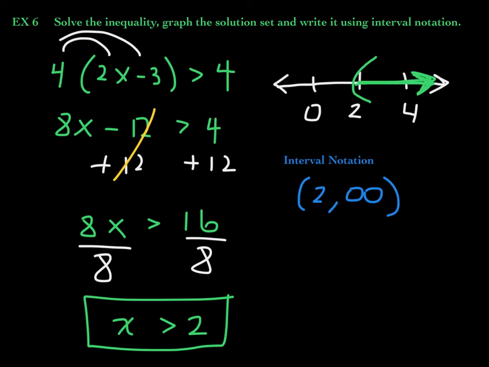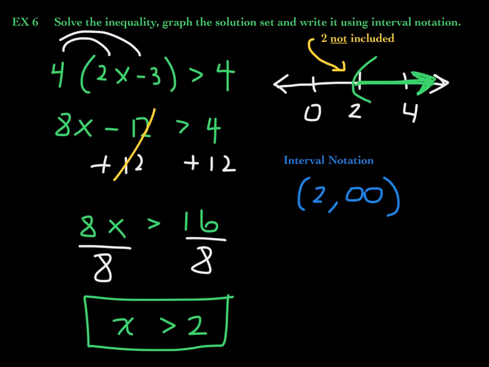The parenthesis on the 2 means that 2 is not included. That's the meaning of the parenthesis, okay? And the reason why we put a parenthesis is because this inequality is strict, okay? Had this inequality been non-strict, meaning greater than or equal to, I would have included the 2, and I would have done that by using a bracket, okay?